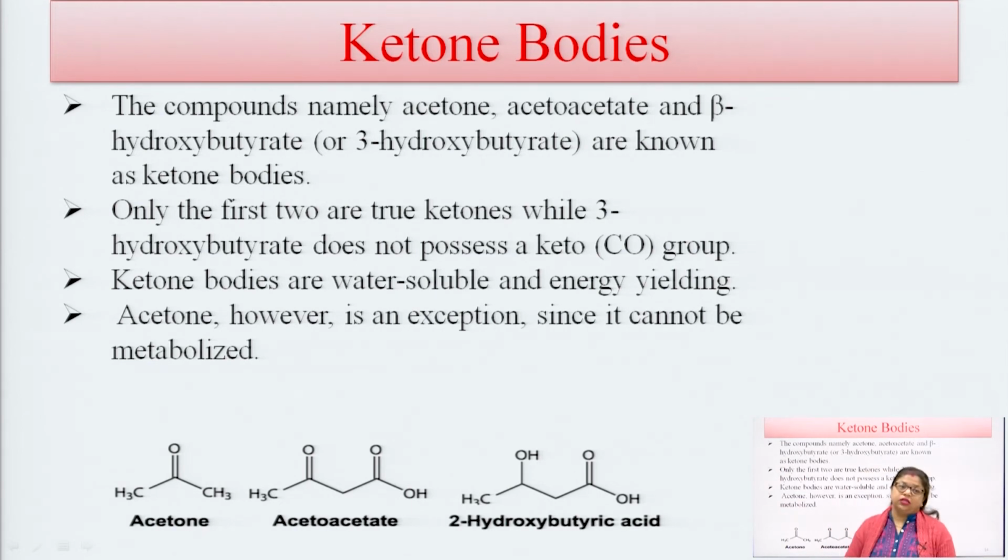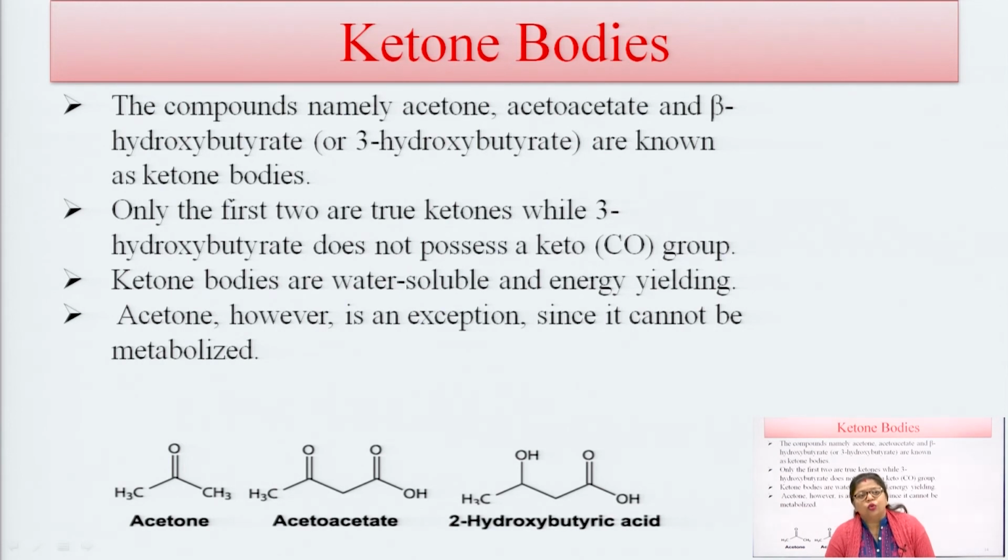Ketone bodies are synthesized in our body and they are the oxidized product of fat. When fat is oxidized, the ketone bodies are formed from the fat oxidation. Ketone bodies have three different types. The first is acetone, the second is acetoacetate, and the third is beta hydroxybutyrate.